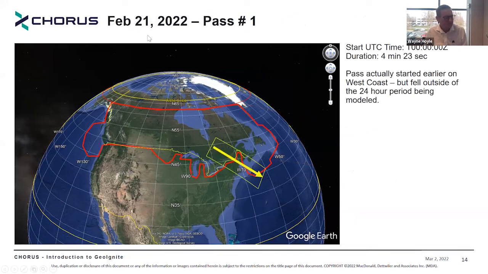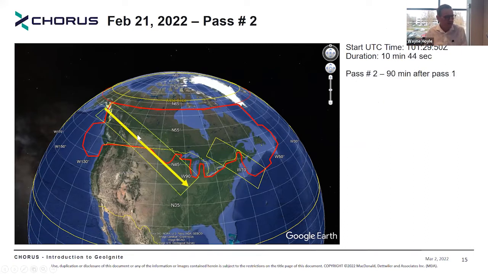We did a simulation of this from February 1st, starting at 0 Zulu. The satellite was starting here at 0 Zulu, and the satellite will go from west to east. It actually probably started over here at 23:55, but anyhow, we started here. And so it's got a 4-minute and 23-second pass coming across on its first pass of February. About 100 minutes later, it started up here in Alaska and came down through to the Great Lakes, about a 10-minute and 44-second pass.